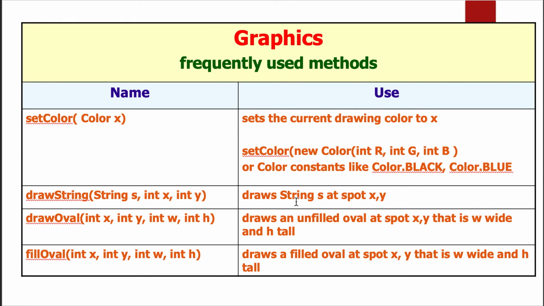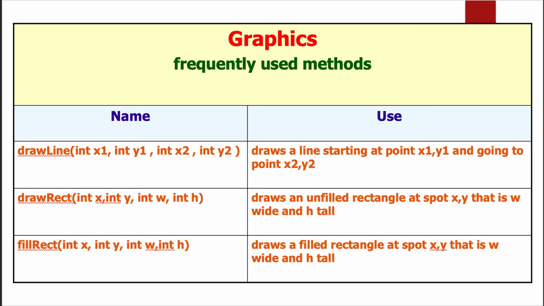We could draw a string at a certain spot, so if you pay attention to the parameters, drawString is going to have a string followed by the X and Y positions, and then we have drawOval, which is going to be an unfilled oval at the XY position with that width and height, and a fillOval would be filled. So we'll see this with rectangle as well. They're very similar. DrawOval is unfilled, fillOval is filled with the colors that you chose. For drawing a line from one point to another, you're going to give two sets of coordinates. So x1 and y1 will be your starting point, and we'll draw a line to x2 and y2.